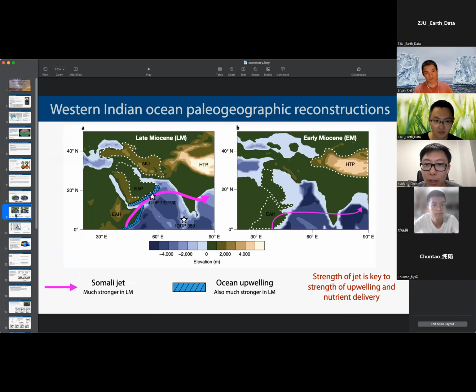Yes. I found, for example, in the right figure showing the early Miocene, the peninsula is actually submerged by the seawater. So it's not like a rise of the sea level, it's just a kind of dynamic thing, right? Yeah, that was the configuration in the early Miocene. There just was no peninsula.